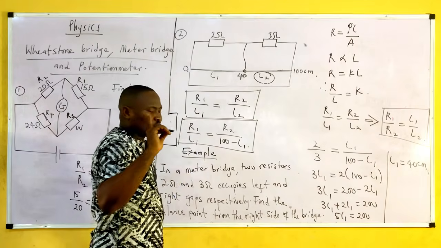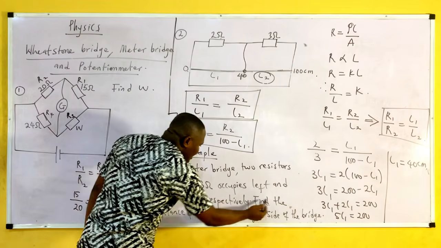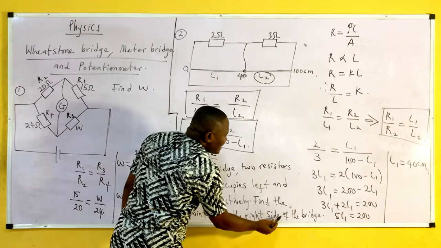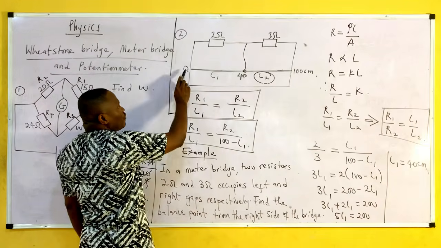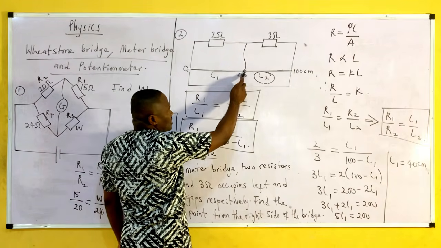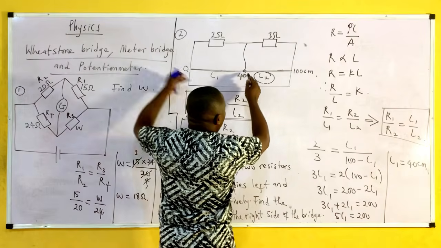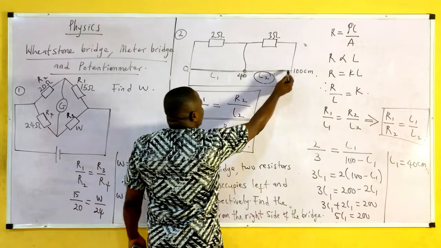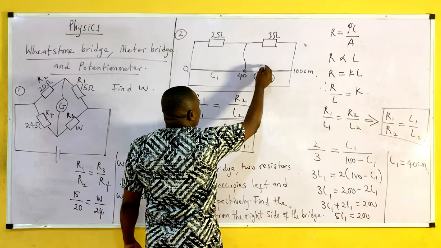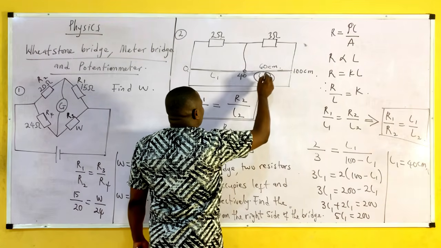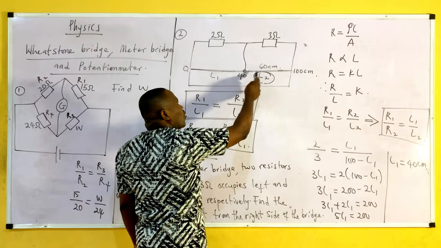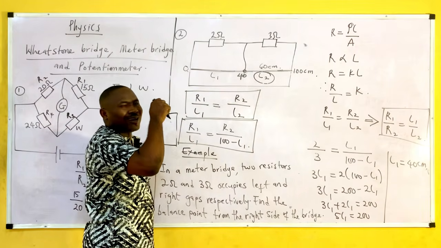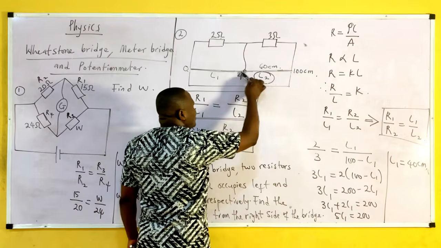But that's not the question. The question says, find the balance point from the right side of the bridge. From left to right is 40, but from right to left, here to here, will be 60. Take note of that. Very important. So the answer to this question will not be 40 centimeters, rather it will be 60 centimeters.